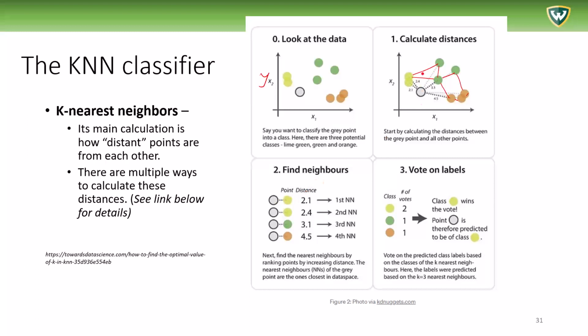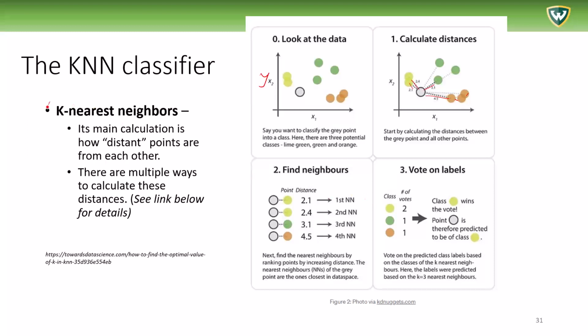You can make the calculation and it's colored here. The new point that is introduced to the algorithm says, okay, from this point here, 4.5 distance, from this point 3.1, from this point 2.4, from this point 2.4. So you can do a ranking of all the points that it's closest to. And so essentially we're finding the nearest neighbors. That's where the idea comes from.